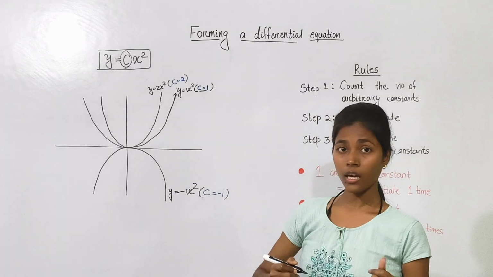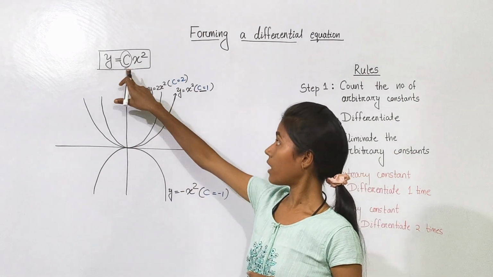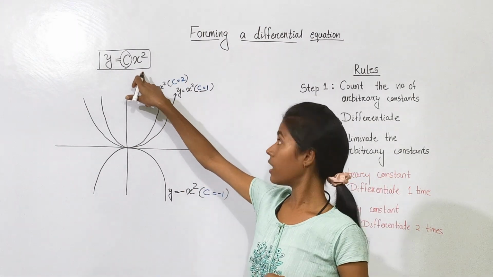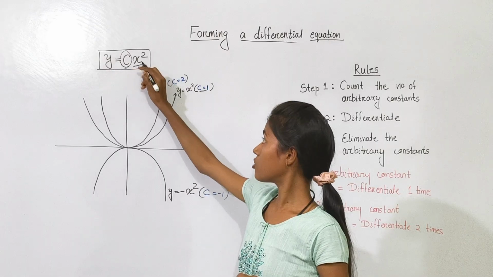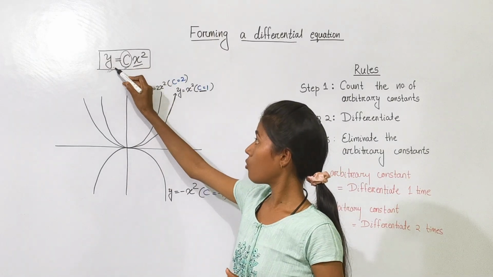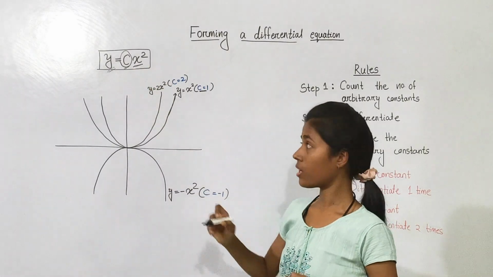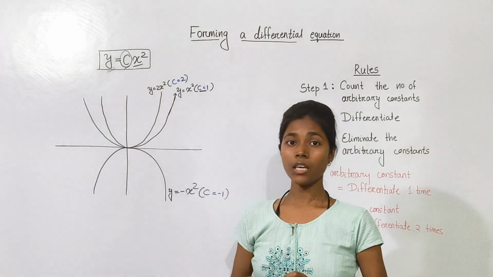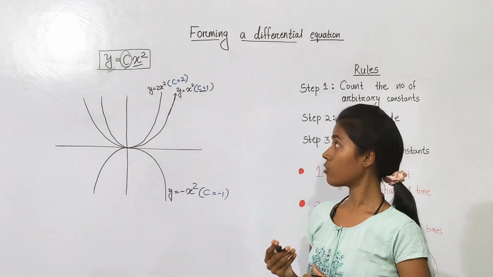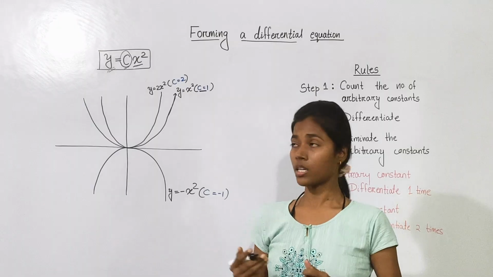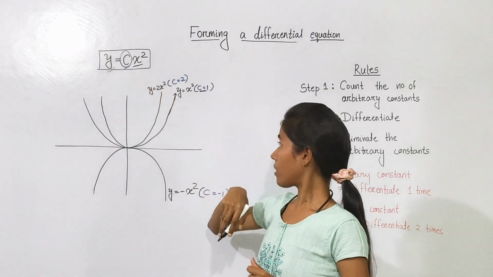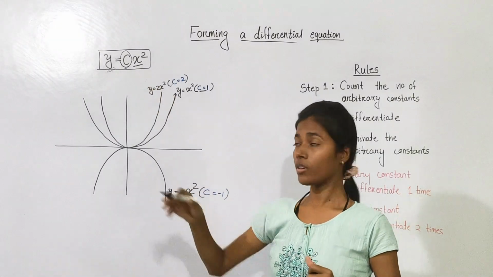So let's take an example. y equals c x square. Here x is your independent variable, y is your dependent variable. Now what is c? Here c is an extra letter, you can say an arbitrary constant. So you can take a random value for c.